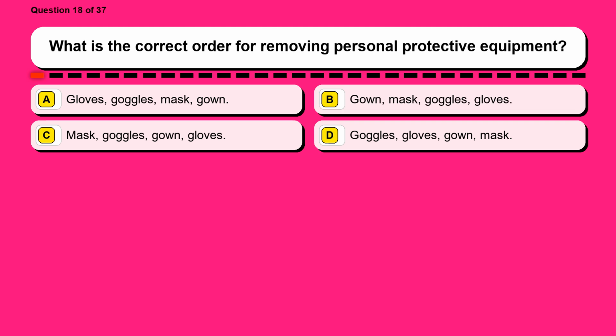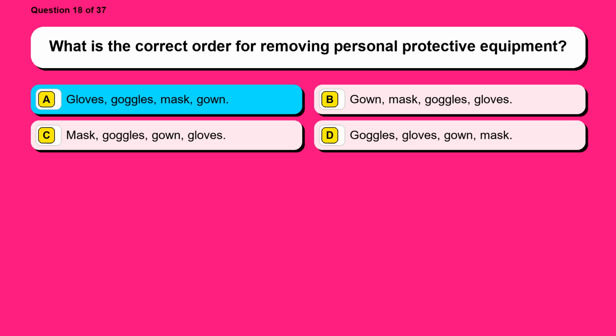Question 18. What is the correct order for removing personal protective equipment? Option A, gloves, goggles, mask, gown. Option B, gown, mask, goggles, gloves. Option C, mask, goggles, gown, gloves. Option D, goggles, gloves, gown, mask.